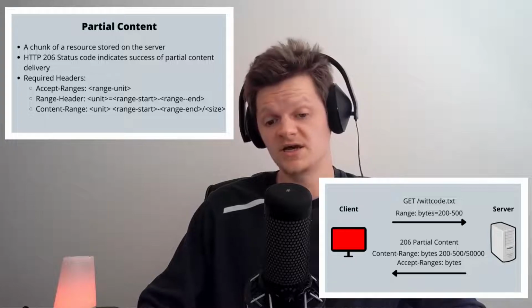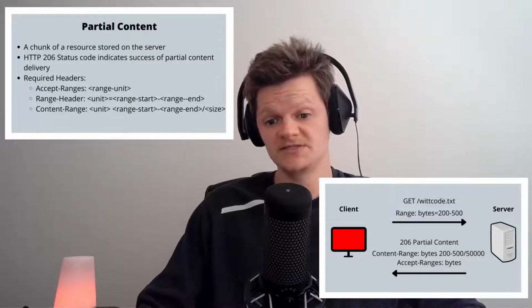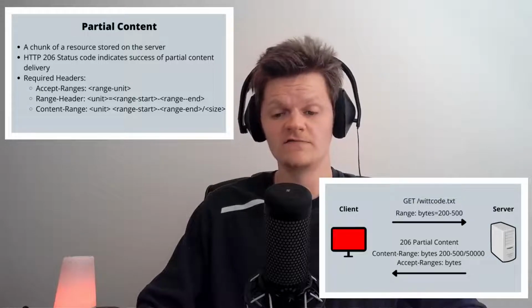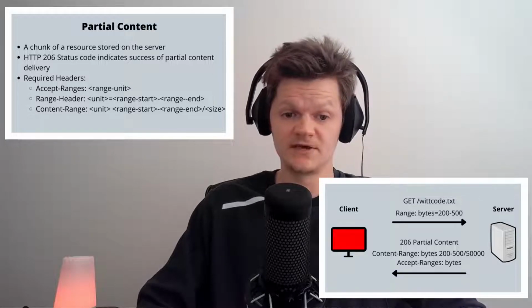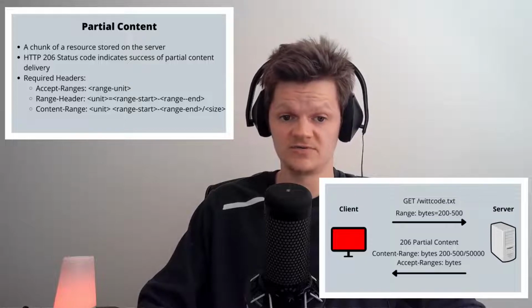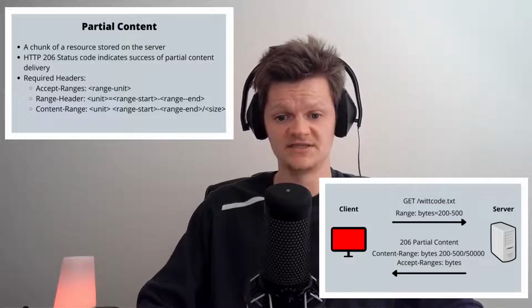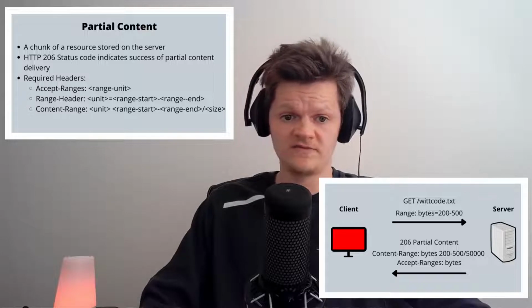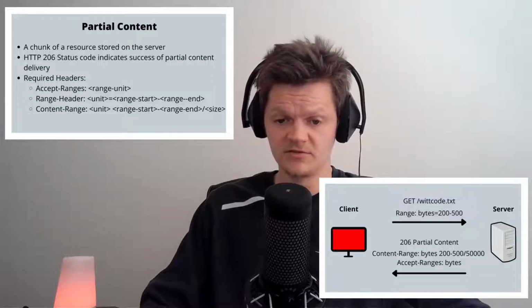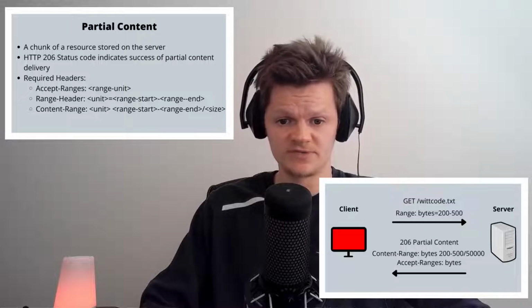For example, a content range header that specifies bytes 200 to 500 over 50,000 is saying that the response contains bytes 200 to 500 of a document that is 50,000 bytes in size. There are also variations of the content range header as well, and if you want to check those out, I'd also recommend looking at my website in the link in the description.